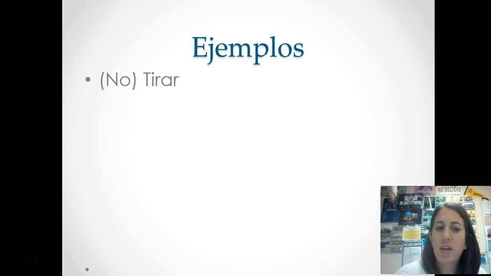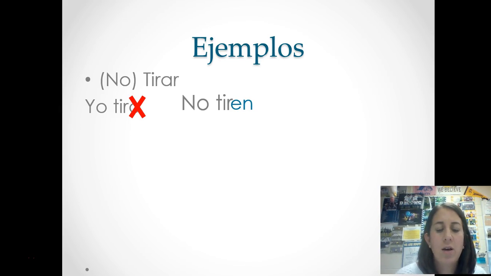All right, let's make it negative. No tirar would be, start in the yo form, tiro, drop the O, add the opposite ending, no tiren. And then we just have to have that no in front of it to say don't do something. And then another example, leer. Notice leer is an ER verb. So leo is in our present tense yo form. So we drop the O, add the opposite ending would be lean. All right, so far so good?